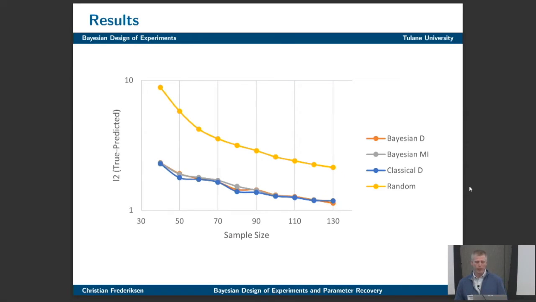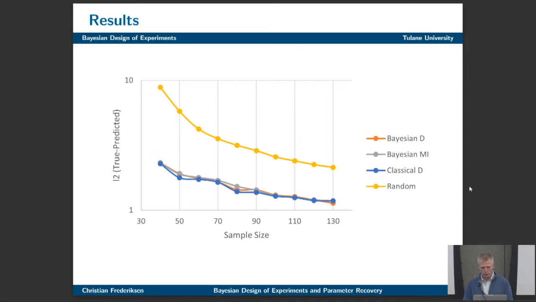This basically captures what we found. The y here is the little L2 norm between the true parameters and the parameters predicted in our simulations. What we see is that the Bayesian methods performed just about the same as classical optimal design, and the designs were actually almost identical. I think for the main effects only model, they were actually just permutations of each other. So it makes sense that their performance was just about the same.